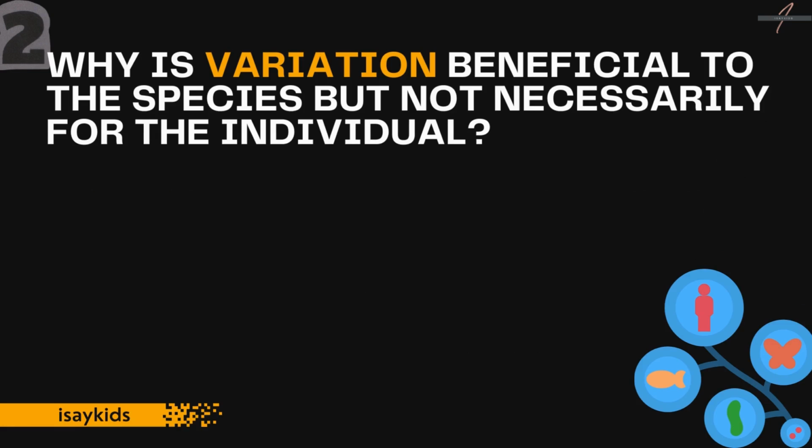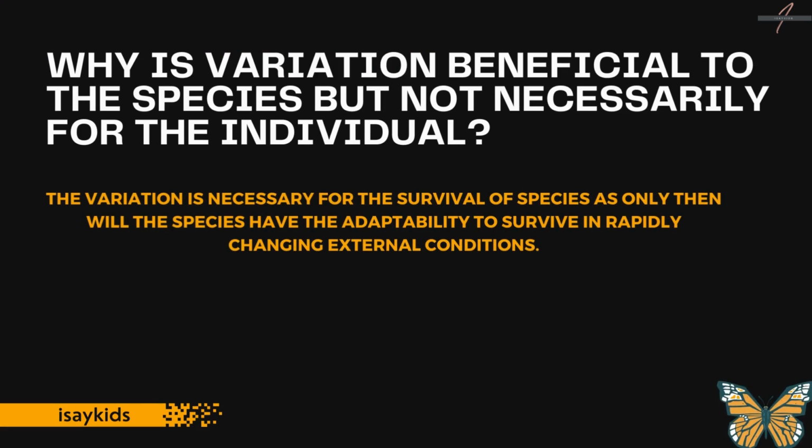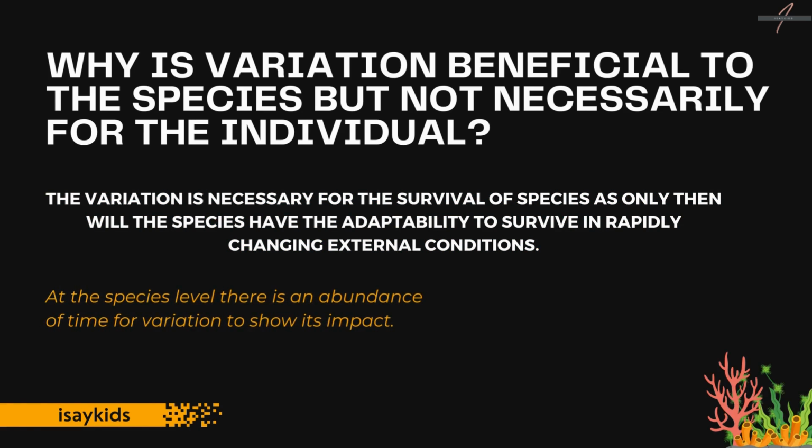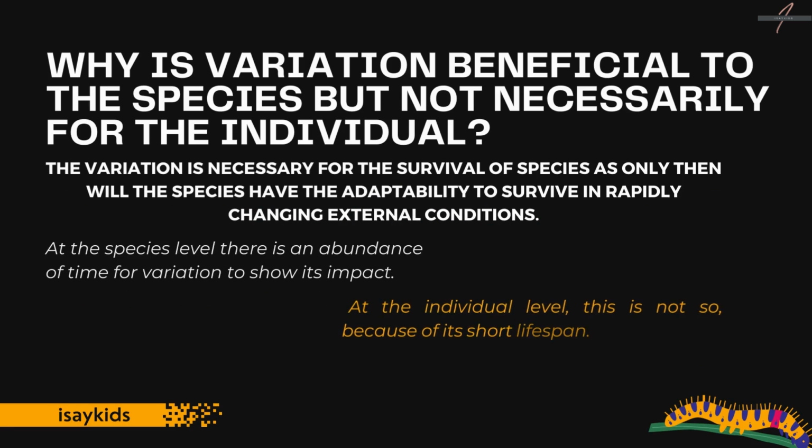Next is, why is variation beneficial to the species but not necessarily for the individual? The variation is necessary for the survival of species, as only then will the species have the adaptability to survive in rapidly changing external conditions. At the species level, there is an abundance of time for variation to show its impact. However, at the individual level, this is not so because of its short lifespan. Hope it's clear.